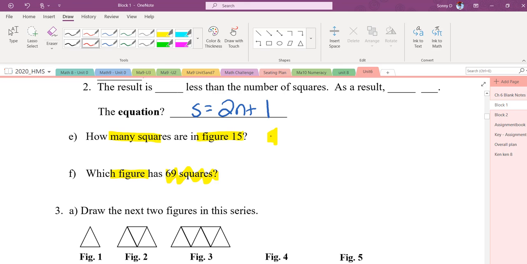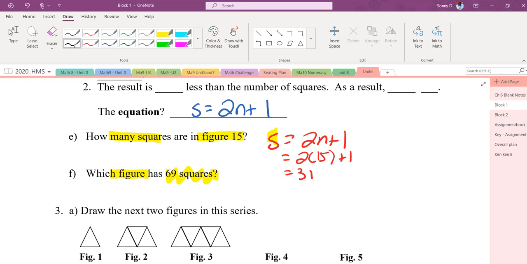S is equal to 2n plus 1. Isaiah, I see your hand shot up there. What did you do? I did 2 times 15 plus 1 equals 31. Yeah. You don't have to show me 2 times 15 is 30 and plus 1. You don't need to show me those steps. If you show me the first line, second line, third line, that's fine.